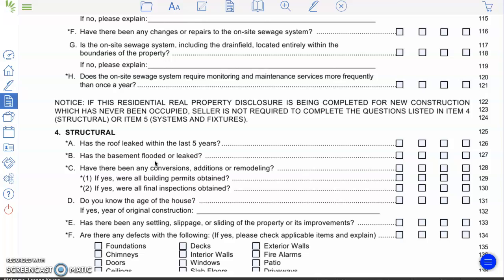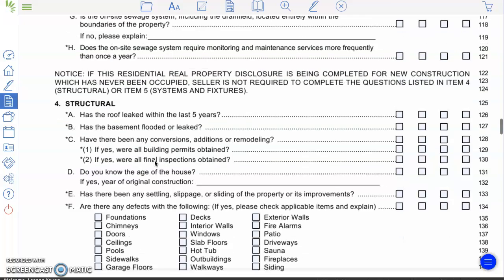Is the on-site sewage system, including the drain field, located entirely within the boundaries of the property? So you want to just make sure that your drain field isn't partially on your neighbor's property. If so, we definitely need to disclose that. Does the on-site sewage system require monitoring and maintenance services more frequently than once a year?